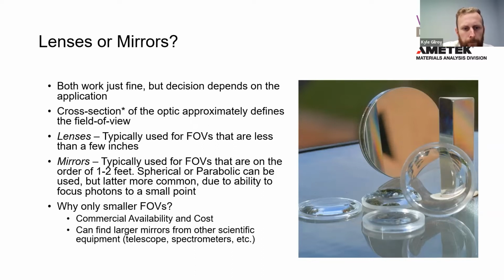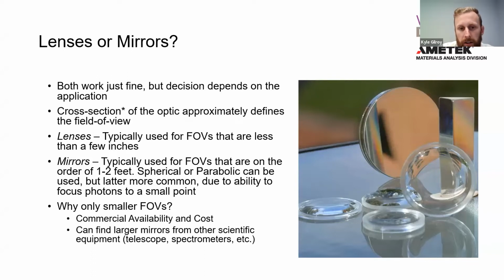So why can we only use, for example, optics that produce fields of view of 2 feet or less? It comes down to commercial availability and costs. You can find larger mirrors from other scientific equipment. Some people take advantage of telescopes, spectrometers, or different pieces from industrial equipment that have large mirrors in them, and they'll be repurposed for Schlieren. We're going to talk a little bit more about how you do Schlieren over much larger fields of view, and that's going to take advantage of the digital methodology.